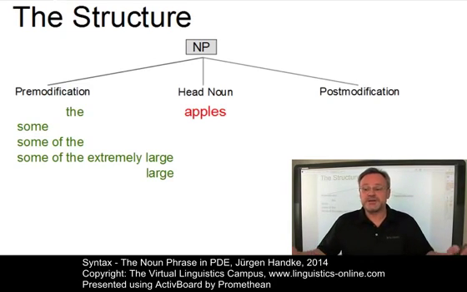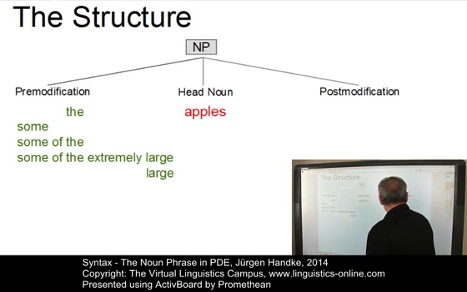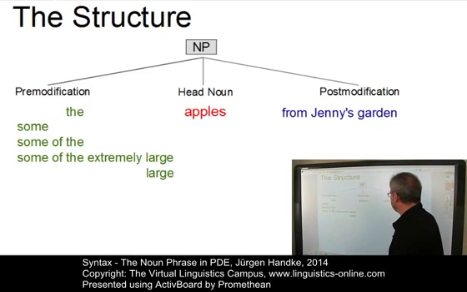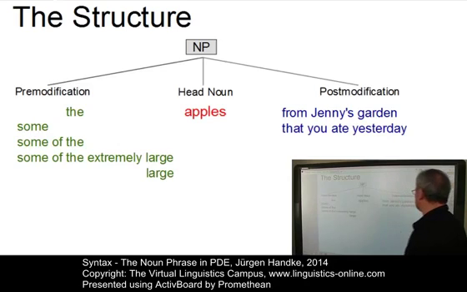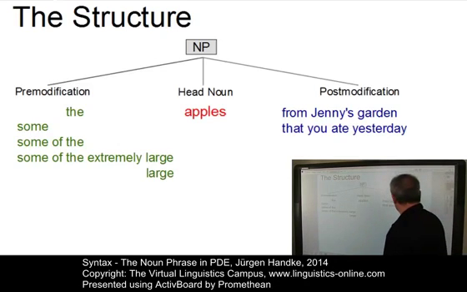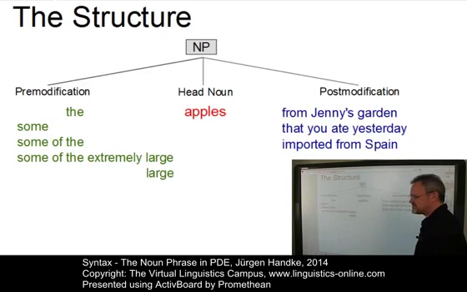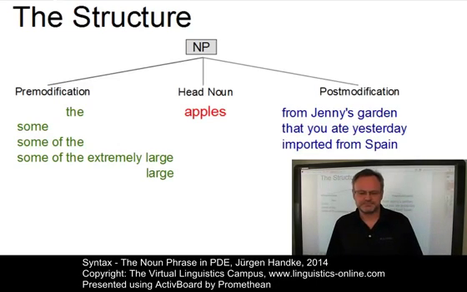Following the head noun, we can have several types of post-modification. Again, here are some examples. The apples from Jenny's garden, here we have a prepositional phrase. The apples that you ate yesterday, well, this of course is a relative clause. And here we have a non-finite clause, the apples imported from Spain.